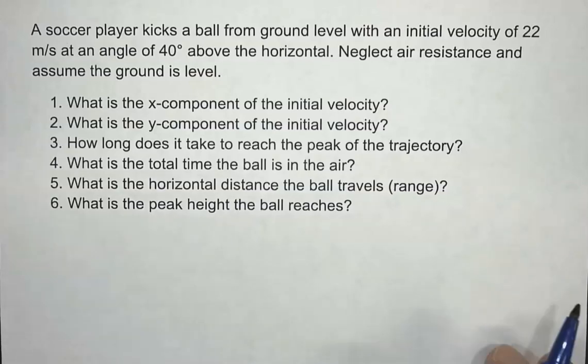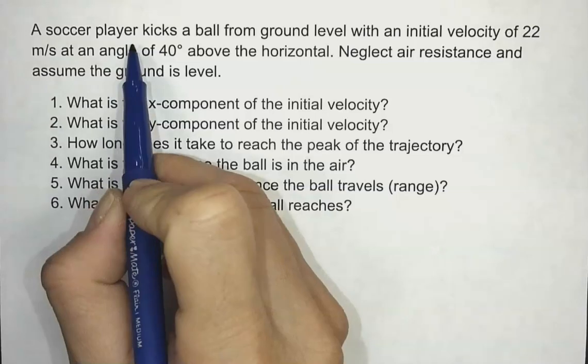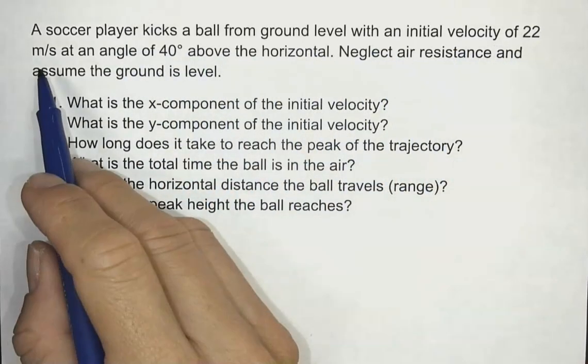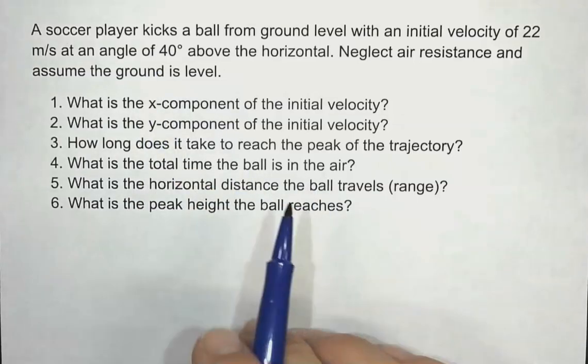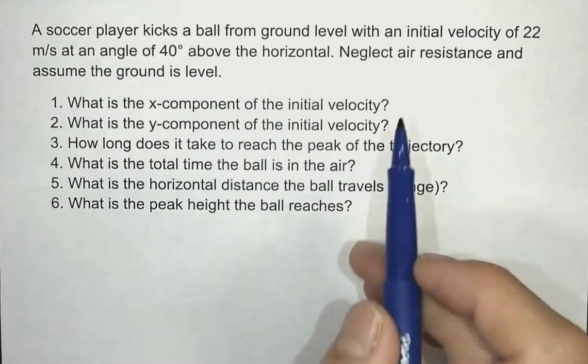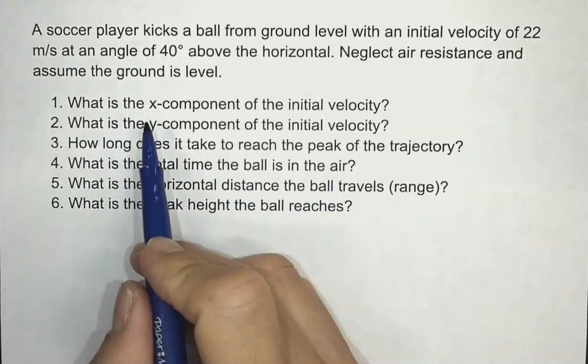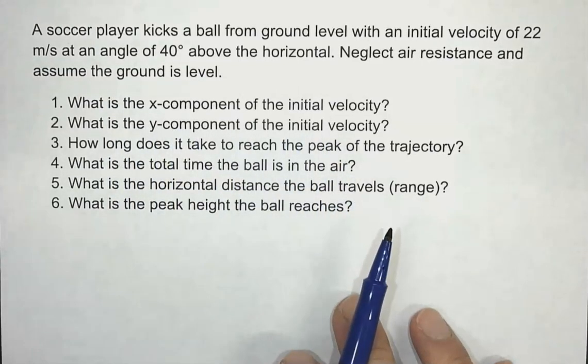In this problem, we're going to look at a projectile at an angle problem. So we have a soccer player that kicks a ball from the ground level with an initial velocity of 22 meters per second at an angle of 40 degrees above the horizontal. Neglect air resistance and assume the ground is level. And we want to find the x component of the initial velocity.